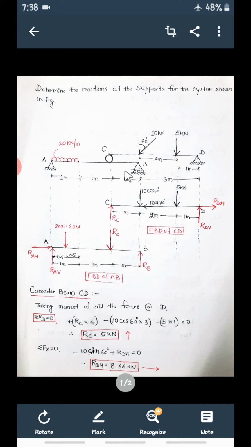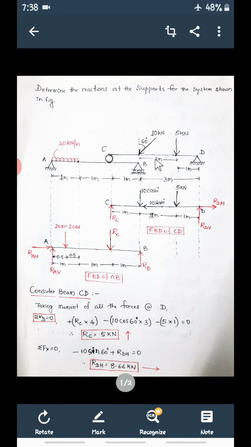Can you observe there will be two beams. One is AB and another will be CD. These two beams, that is AB and CD, will be connected with this roller. So there is a connection between two beams with the help of this roller. AB is one beam, then CD is another beam, and various loads are acting on the beams.